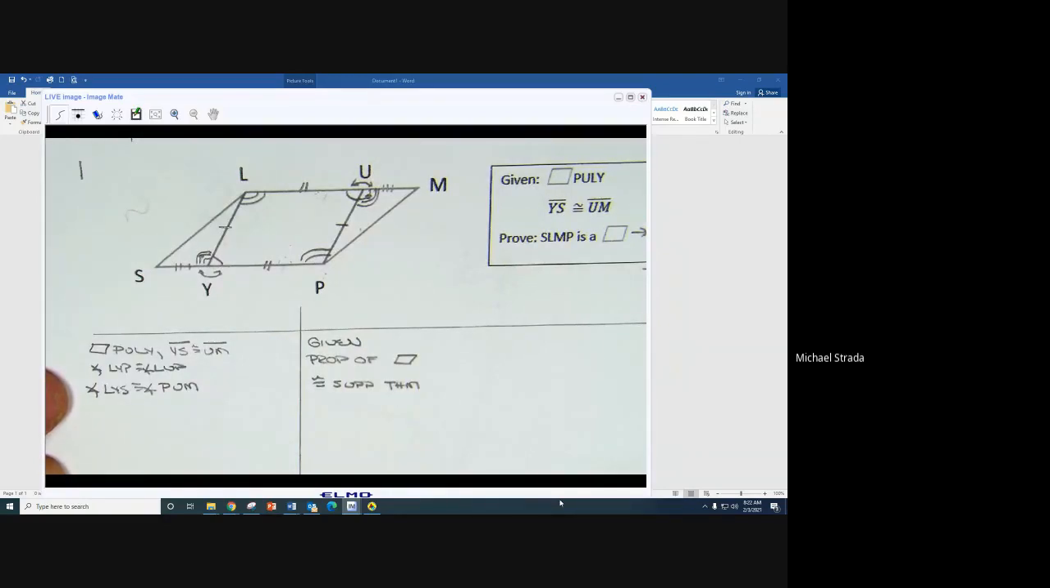Do I now have enough to say the outside triangles are congruent? Absolutely. So triangle LYS is congruent to triangle PUM. I got two sides and an angle, so that's got to be what? Side angle, side.